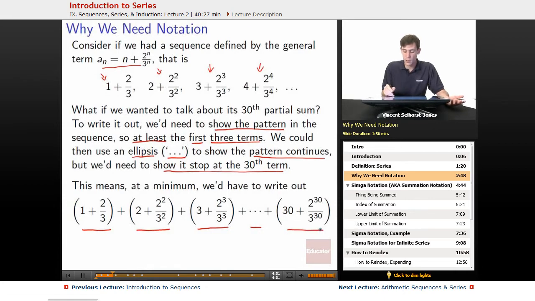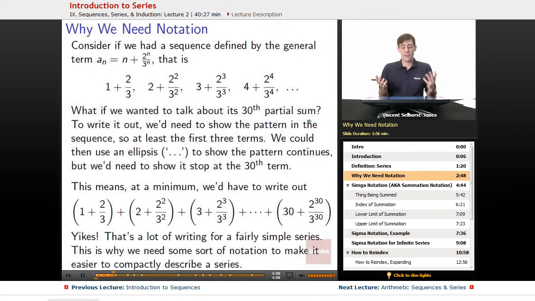Plus 30, plus 2 to the 30th over 3 to the 30th, right? That's the 30th partial sum like we were talking about. But that's a lot of stuff to write out, right? Yikes! That's a lot of writing for a fairly simple series.